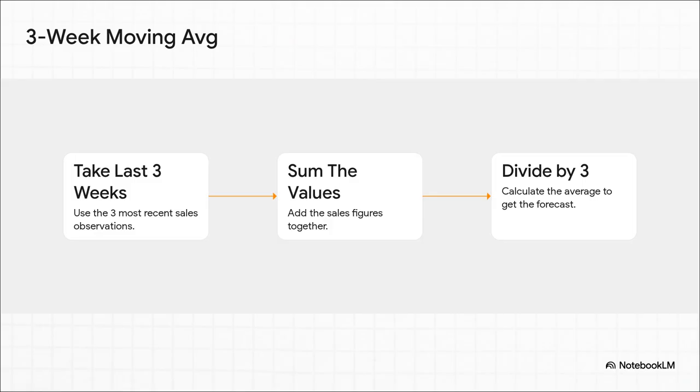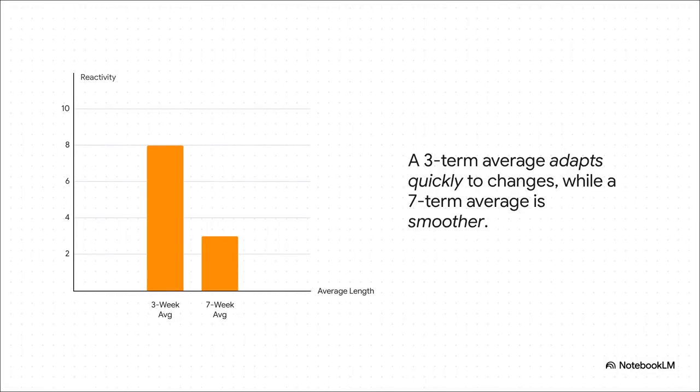So how does this actually work? Well, a 3-week moving average is super simple. You just take the sales numbers from the last 3 weeks, add them up, and divide by 3. That's it. As the next week's data rolls in, your little 3-week window just slides one step forward. But this is where things get really interesting, because now you have a choice to make. A short-term average, like 3 weeks, is going to react really quickly to any changes. It's nimble, but it can also be pretty jumpy. A longer-term one, like 7 weeks, gives you a much smoother, more stable forecast, but it's going to be a lot slower to adapt when things really do change. So, which one do you pick?